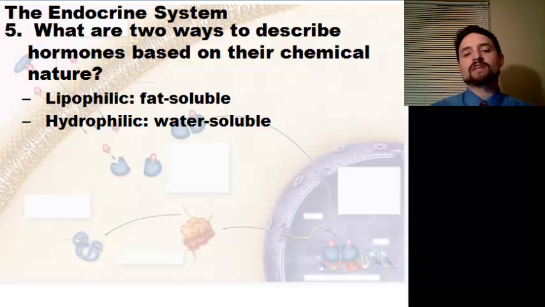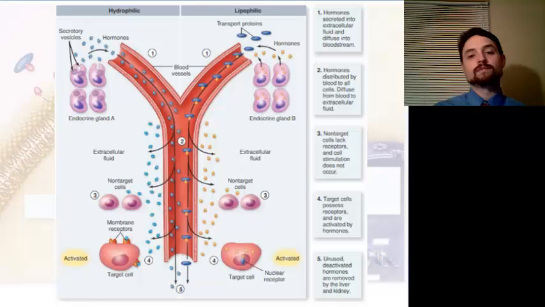So here we have the next question. What are the two ways to describe hormones based on their chemical nature? Well, there's two types. There's lipophilic, which are fat-soluble, and there's hydrophilic, which are water-soluble. Depending on the type, the transport from the secretion to the target is going to be different, but the process is pretty much the same. So the hydrophilic ones can just go through the blood system. They're fine. The lipophilic needs a transport protein, and that transport protein will attach and carry it through the blood. So both of those are going to go through blood vessels. They're going to find the target cell.